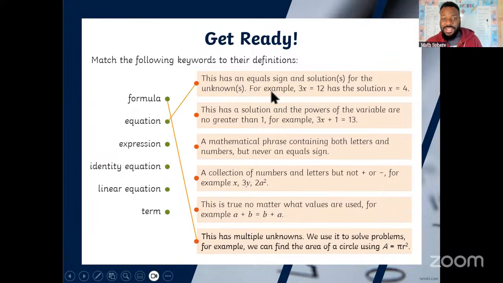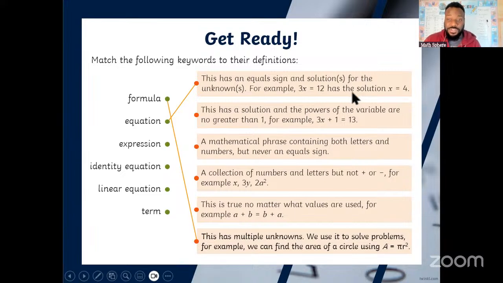Equation. This has an equal sign and solutions. Okay, plural, there can be two solutions when we're dealing with quadratics. Not talking about that just yet. We'll go further down the line and deal with that when we cross that bridge. So for the unknowns, for example, 3x equals 12. So it has a solution of x equals 4.